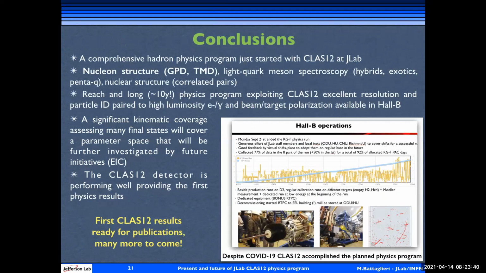Just my final conclusion. We have a comprehensive hadron physics program that just started with CLAS12 at Jefferson Lab. Nucleon structure, GPDs, TMDs, light quark and meson spectroscopy, and other nucleon structure topics are all the different items that can be studied with CLAS12. We have a rich and long physics program, about 10 years from now on, that makes good use of the high intensity electron beam and also significant coverage. That is in some sense a playground for the future electron ion collider. These will be necessary studies that will complement the kinematics reached by the EIC. So CLAS12 just started producing results, and we are now ready for publication, and many more are coming in the near future. Thank you very much for your attention.